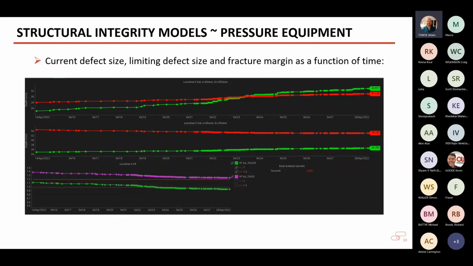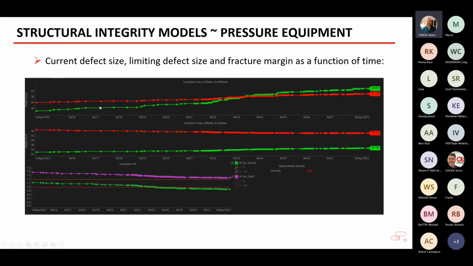You have to assume that your structure is riddled with defects at just below the inspection capability of the NDT that you use. So if you've got some equipment that can detect a 25 mil crack and you find nothing, you have to assume there's a 24.99 millimeter crack everywhere. And then we have to grow that in our defect tolerance.